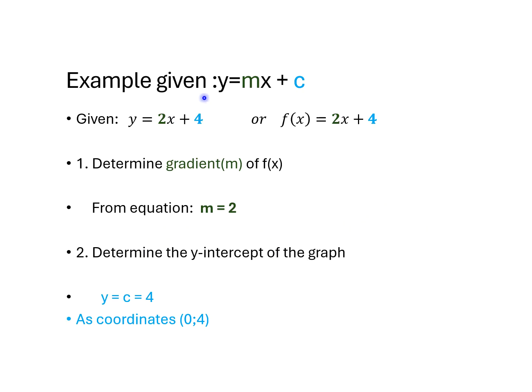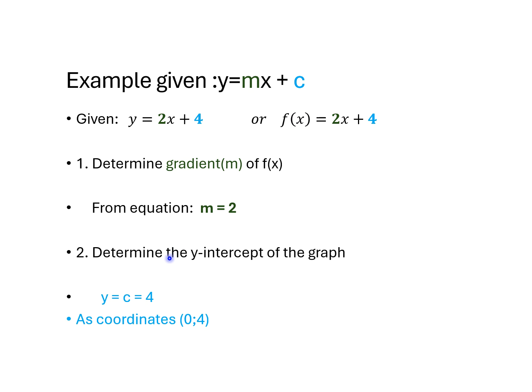For example, we have y equals mx plus c, and I give you the equation y equals 2x plus 4, or we can say f of x equals 2x plus 4. Number one: determine the gradient of f of x. We need to know that m represents the gradient, so whatever coefficient is attached to x is normally my gradient. So my gradient here is 2, because in front of x I have 2.